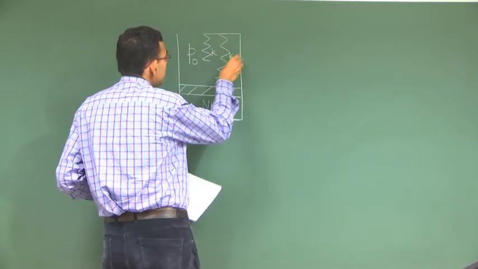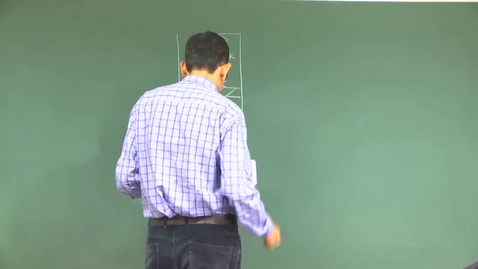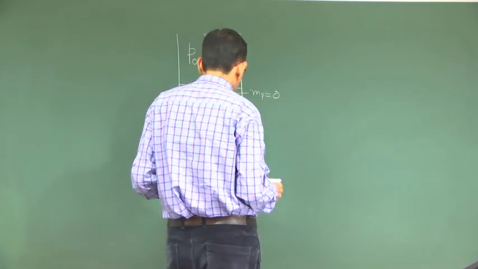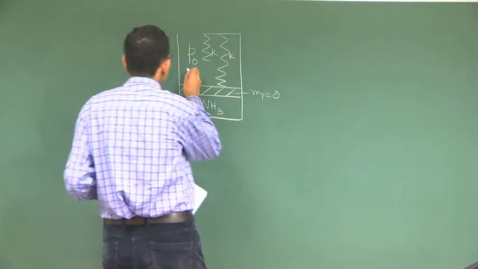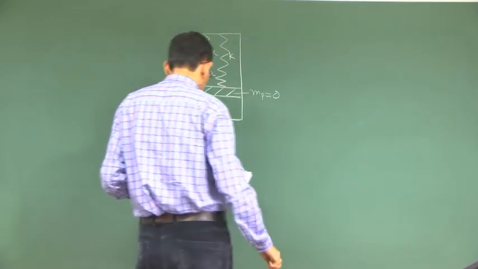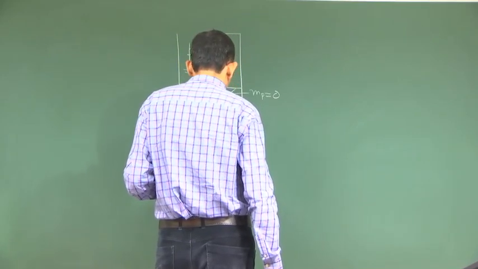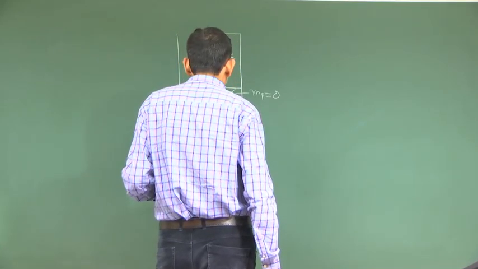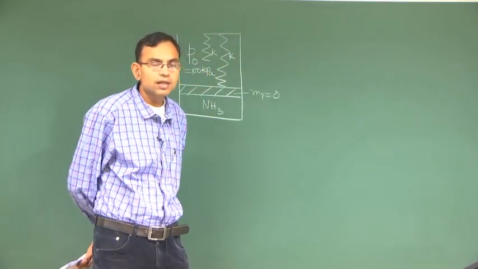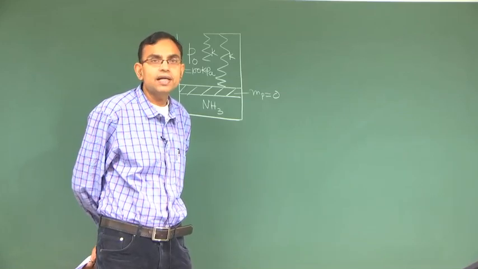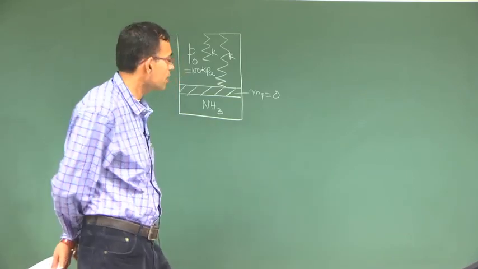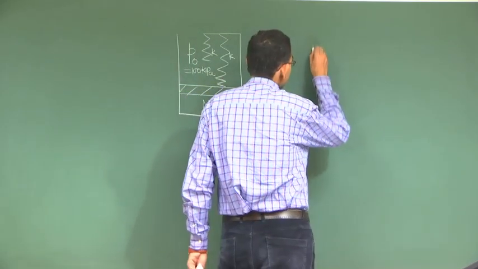Both the springs have spring constant K, mass of the piston is 0, P0 is 100 kilopascal. Whatever data is given, based on the given data we will try to plot the PV diagram for the process.